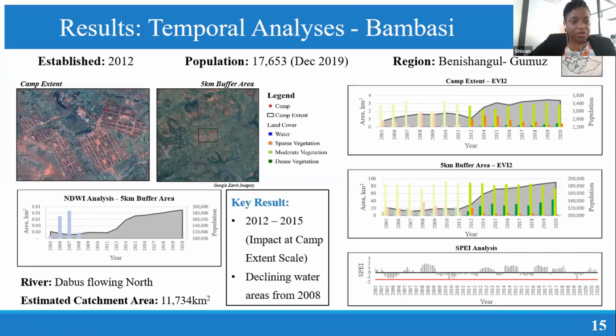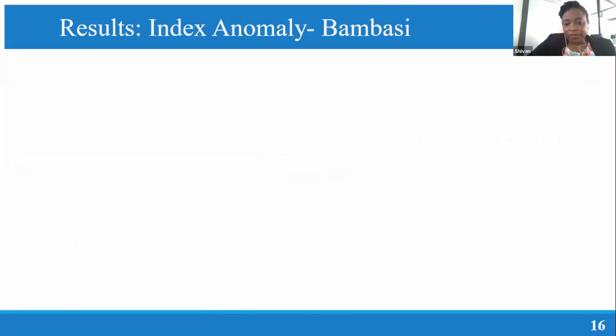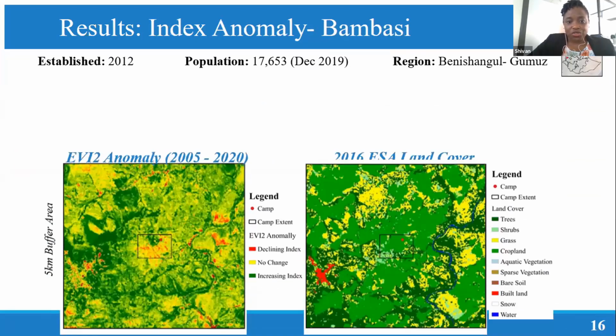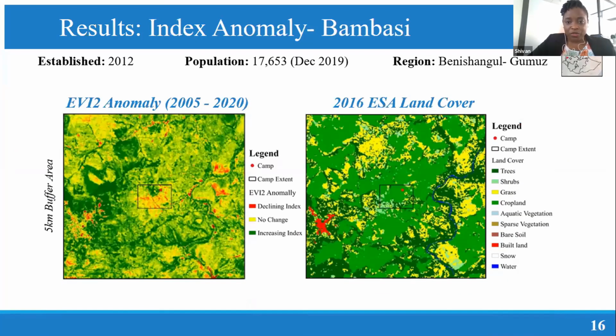And based on the NDWI analysis, we see that there's a declining trend in the surface water areas from 2008. Detailed hydrological studies were not conducted to better understand why we have declining water areas from 2008, but they would be recommended because this trend is quite alarming. No water was detected after 2008, and this could be due to declining quantity or quality. And also, it's unclear if it's due to human influence from the refugee camps or from further upstream.